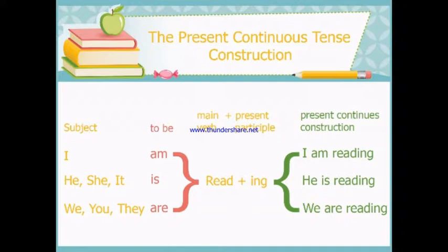So the construction of the present continuous tense consists of subject plus verb to be plus main verb plus present participle, that is ing at the end of the verb. So the full construction for the verb read will go like this: I am reading, you are reading, he is reading, she is reading, we are reading, you are reading, and they are reading.